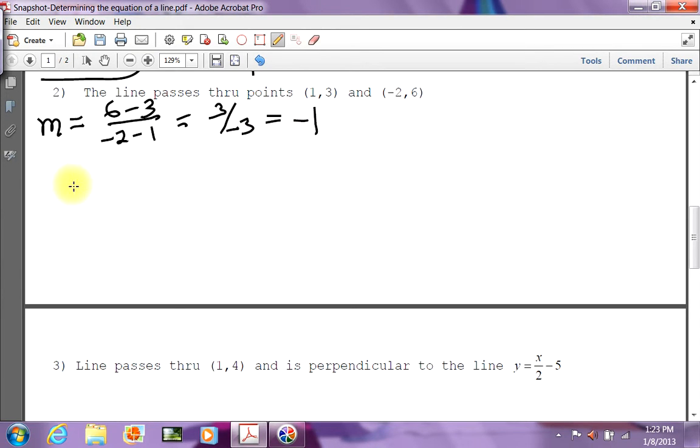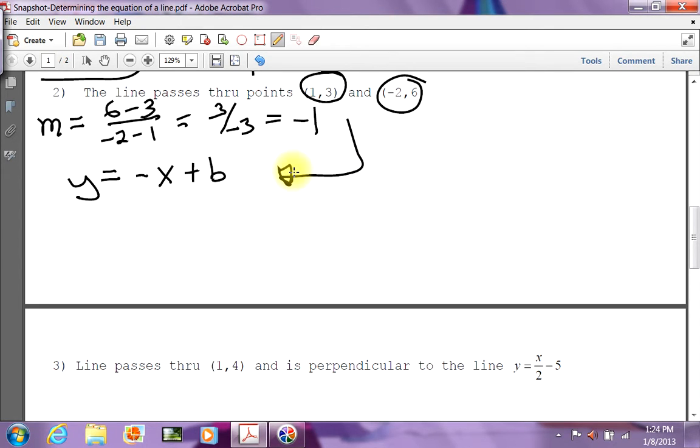Now I know the equation is y equals -x plus b. So now I'm at the point where I need to figure out what b is. Once again, I'm given 2 solutions, but I only need one of them. It doesn't matter which one I work with, but these 2 points are actual solutions. So take one of them and plug it into the equation. I'm going to work with the first one.